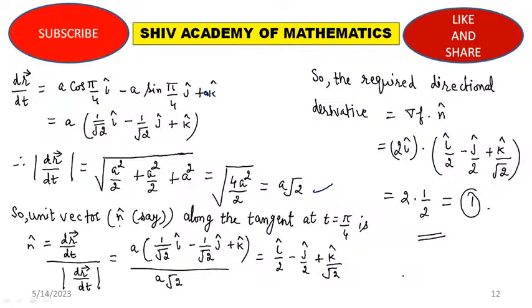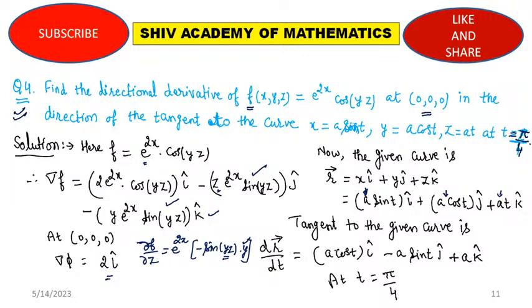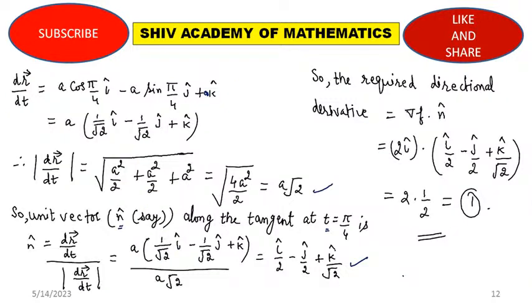So I take a unit vector n cap along the tangent at t equal to pi by 4. The formula is n cap equal to dr by dt divided by the magnitude of dr by dt. When we compute this, we get n cap equal to i cap by 2 minus j cap by 2 plus k cap by root 2. In this question, because we have to find the directional derivative along the tangent to the curve, we find the tangent to the curve, its magnitude and the unit vector.